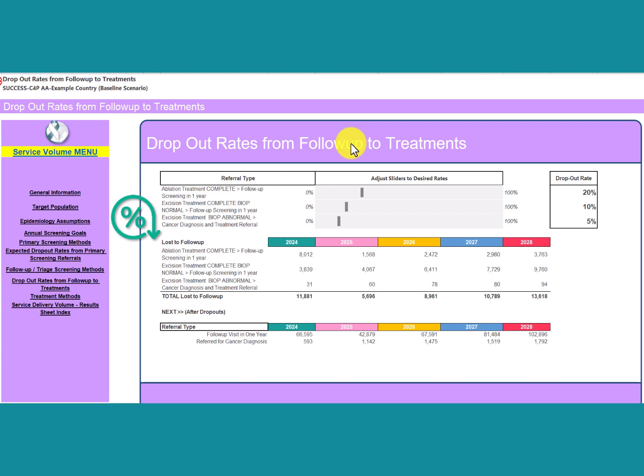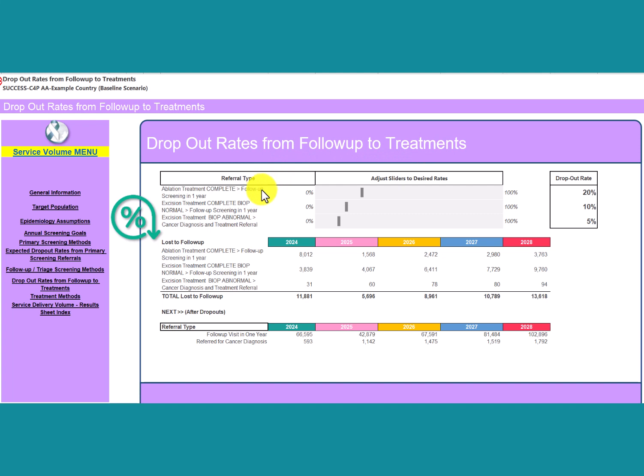This is the dropout rates from follow-up to treatments worksheet on the C4P success tool. As you can see here, we can have two possible outcomes from this, either follow-up visit in 1 year or referral for cancer diagnosis. Here you have the dropout rates from the follow-ups to the treatment for those two things.